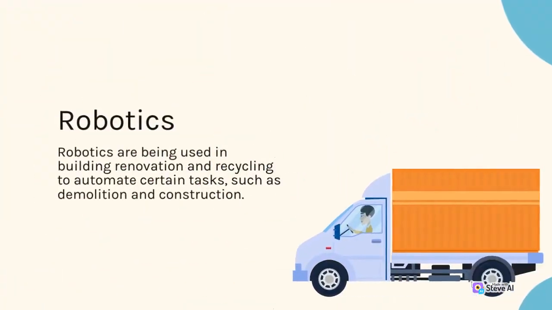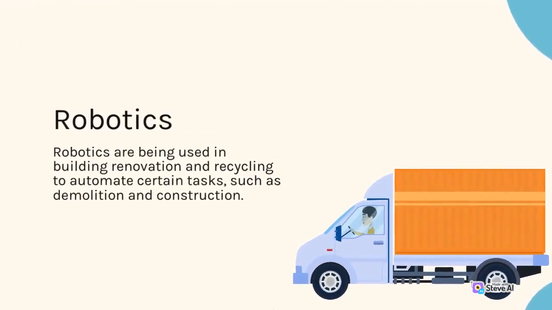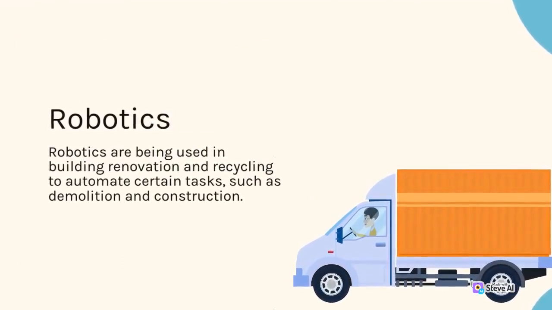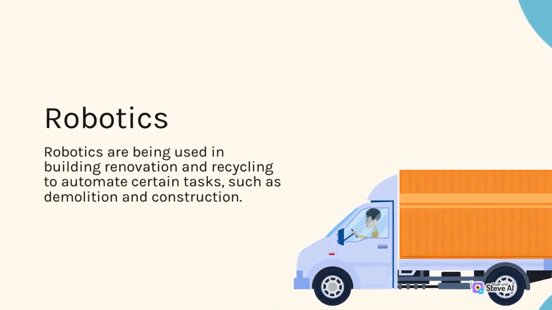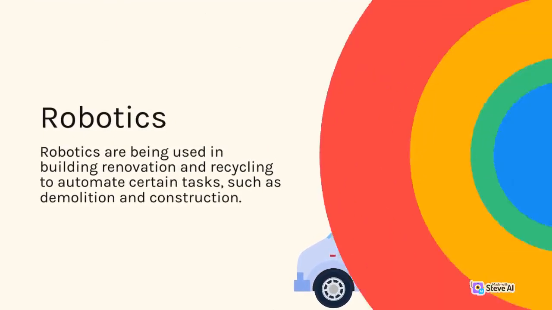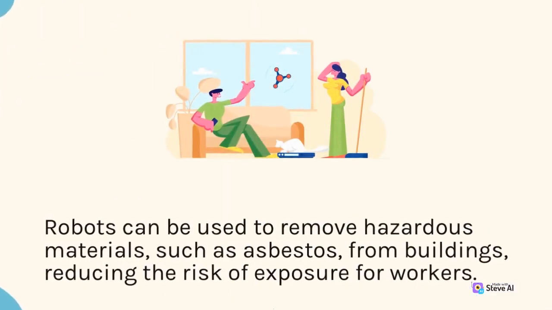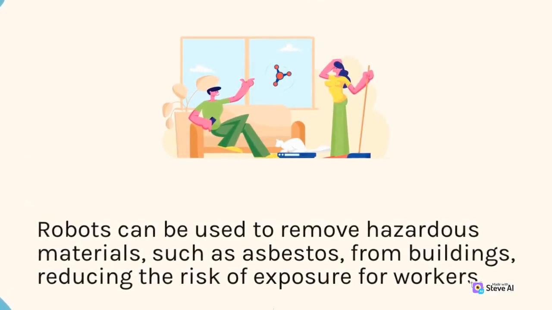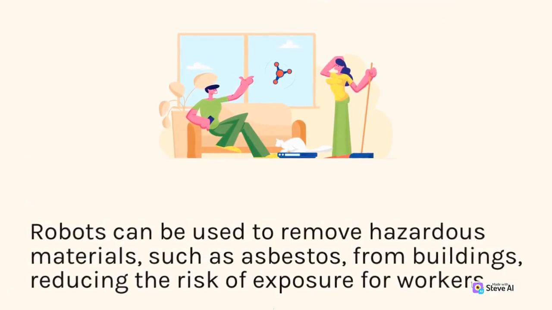Robotics. Robotics are being used in building renovation and recycling to automate certain tasks, such as demolition and construction. Robots can be used to remove hazardous materials, such as asbestos, from buildings, reducing the risk of exposure for workers.